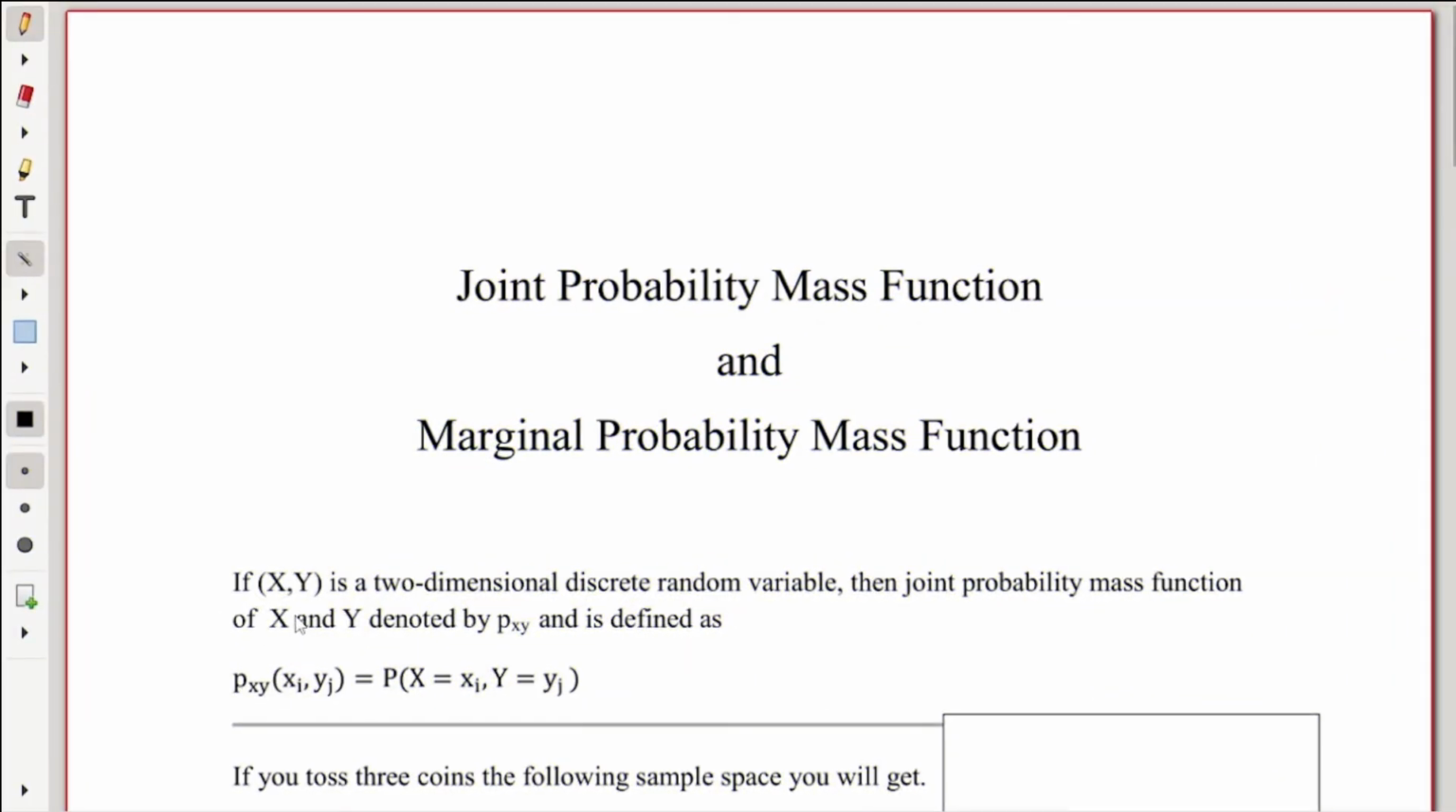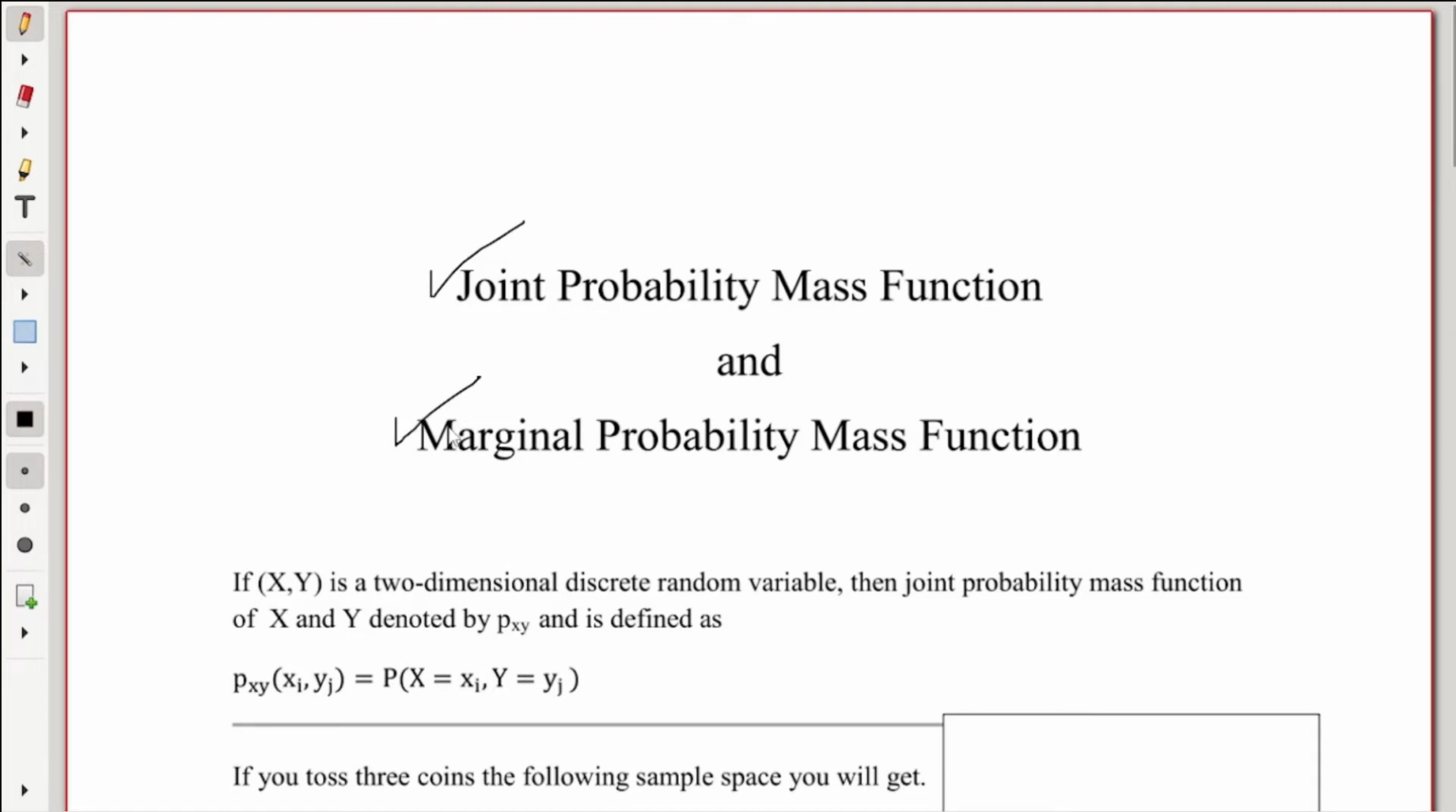Hi everyone, I am Bindeshwar from Post Network, and in this video you will know about joint probability mass function and marginal probability mass function.